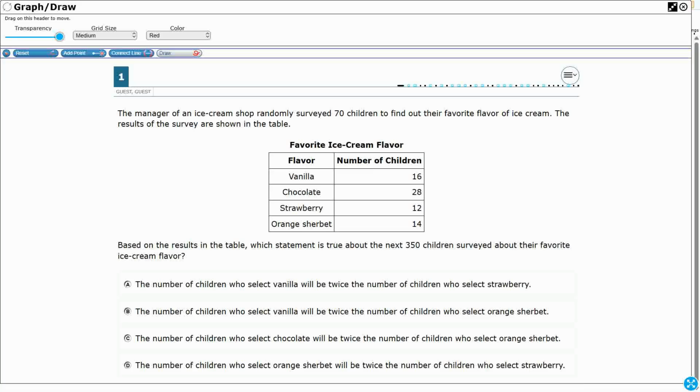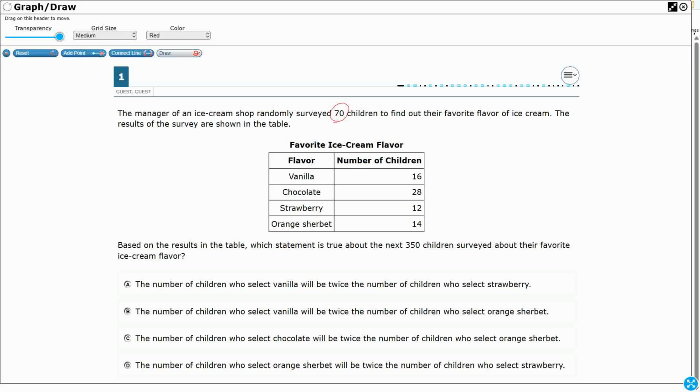So we've got a manager of an ice cream shop randomly surveying 70 children. If we add all of those up, we get 70. And we're trying to figure out what statement would be true about the next 350. So this is just a random survey. We can make some predictions, but we don't know 100% for sure.